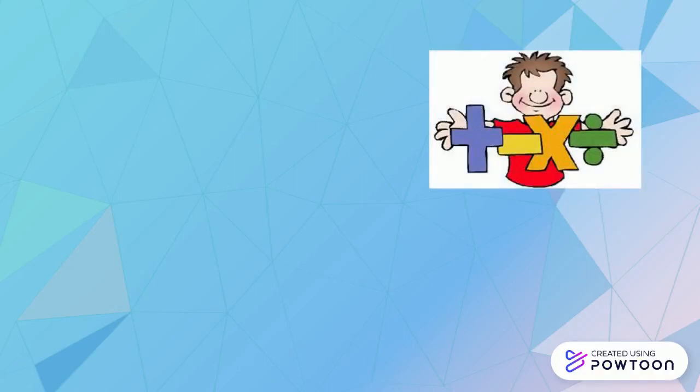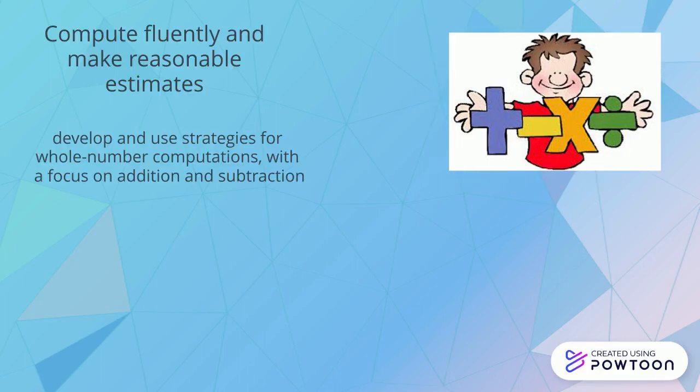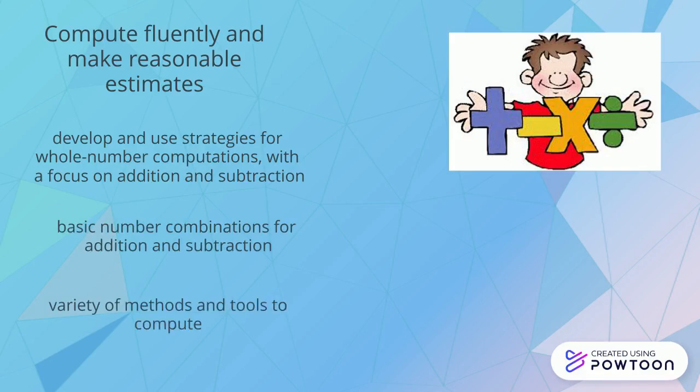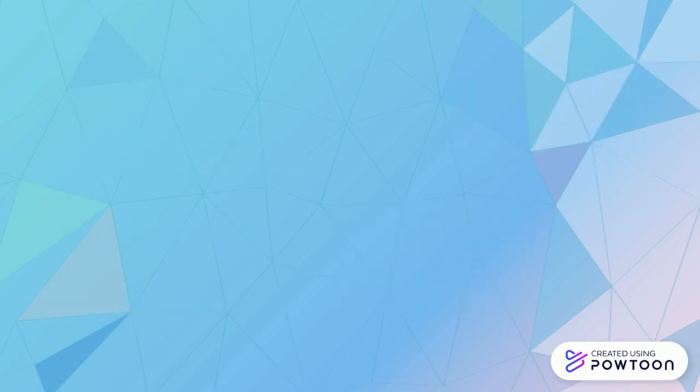Another math standard is to help students compute fluently and make reasonable estimates. In pre-kindergarten through grade 2, each and every student should develop and use strategies for whole number computations with a focus on addition and subtraction. They should also develop fluency with basic number combinations for addition and subtraction, and use a variety of methods and tools to compute, including objects, mental computation, estimation, paper and pencil calculations, and the use of calculators.